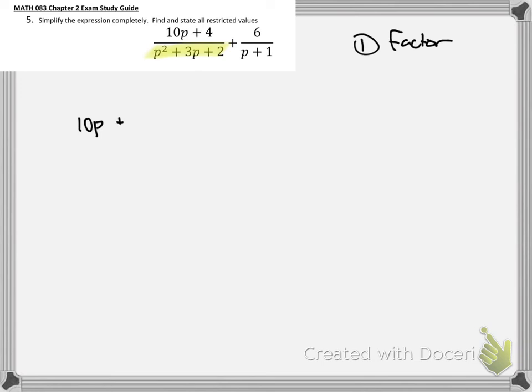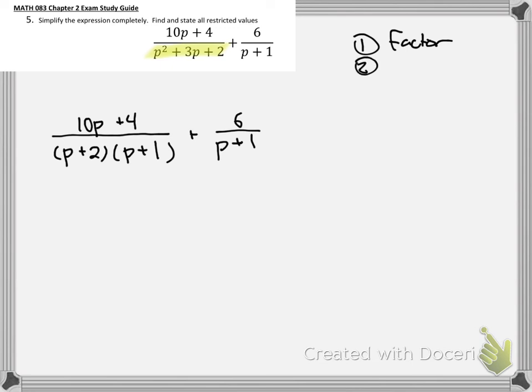So I strongly recommend anytime you do problems like this, even though it takes a little bit of extra time, that you rewrite the whole problem every time so that you don't forget parts of it. So if I factor p squared plus 3p plus 2, you get p plus 2 times the quantity p plus 1. So now that I've factored, I can clearly see that my LCD is p plus 2 times p plus 1.